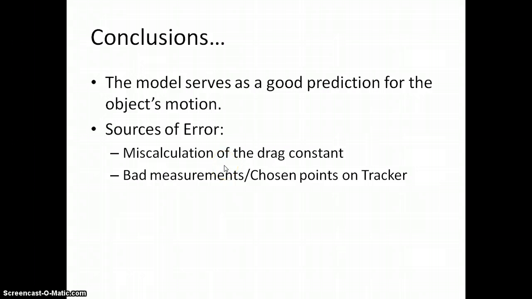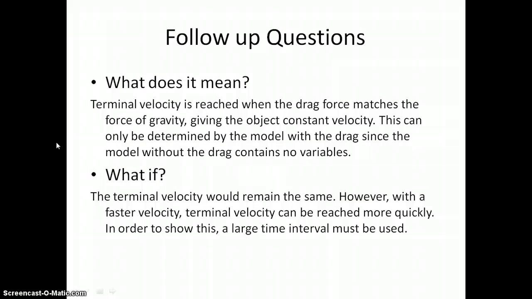As our lab comes to a close, we have some questions surrounding terminal velocity, which is a property of the drag force. Terminal velocity is reached when the drag force matches the force of gravity, giving the object constant velocity. So the ping pong ball, over a good amount of time, would move just as it would horizontally in the vertical direction. This can only be determined by the model with the drag, since the model without the drag contains no variables.